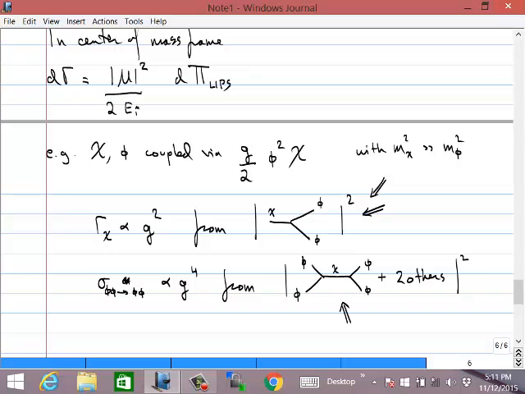Yes? Why should M-chi squared be much bigger than the phi mass? Well, when you do problem 3 on the problem set, you'll understand exactly how much more massive chi has to be than phi. I understand there has to be enough energy for this decay. Let's put it this way: if m chi is equal to m phi, then the chi particle at rest will not have enough energy to decay into phi particles.